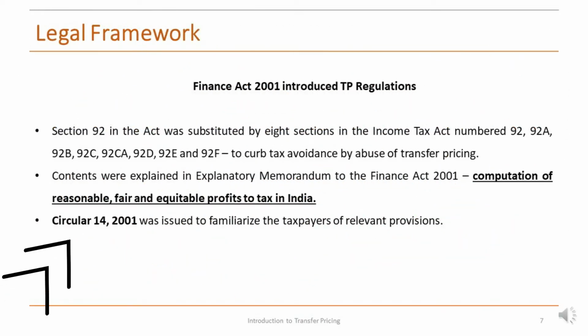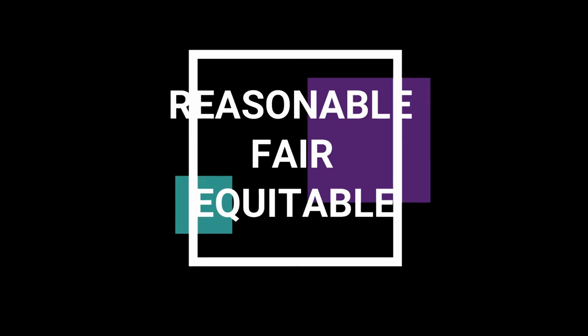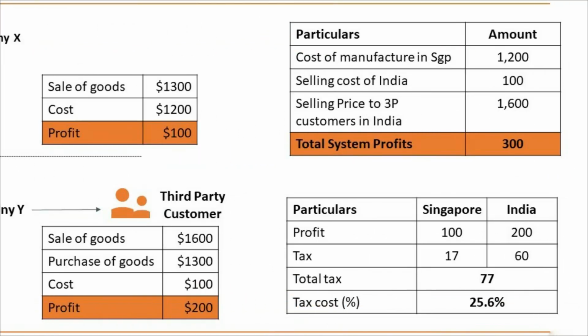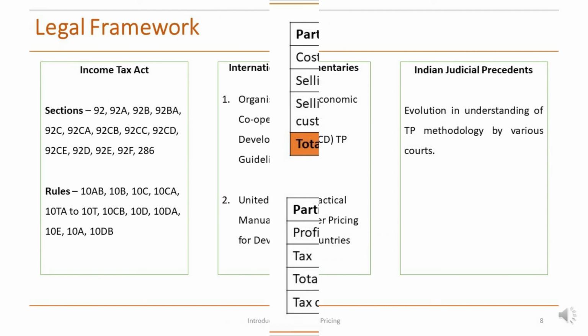Circular 14 was thereafter issued to familiarize the taxpayers with the transfer pricing provisions. So, it is important to understand what the memorandum stated. It said that the objective of the statutory framework was to ensure computation of reasonable, fair, and equitable profits and therefore tax in India. Going back to our example, all that the Indian government is interested in is that the group has made $300 of profits. Then the right amount of profits that is considered fair and equitable has to be offered to tax in India.